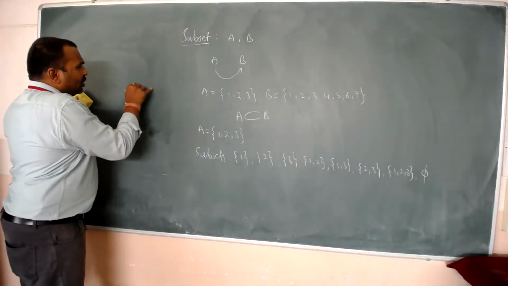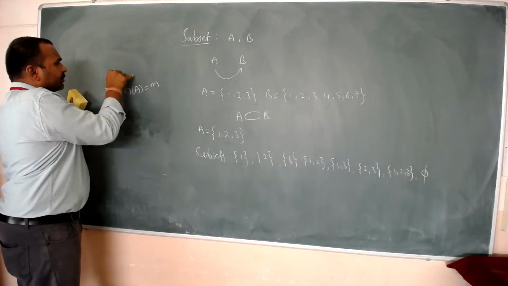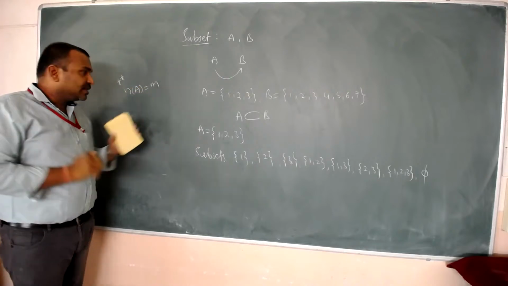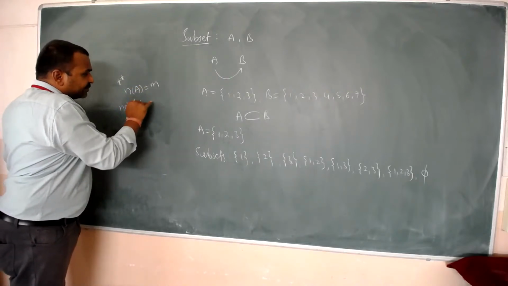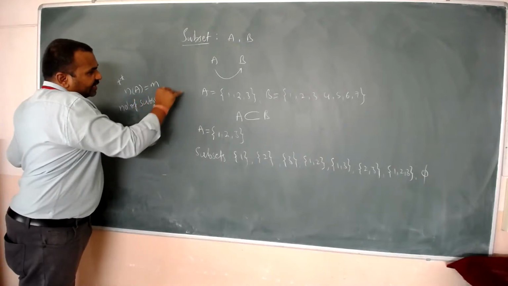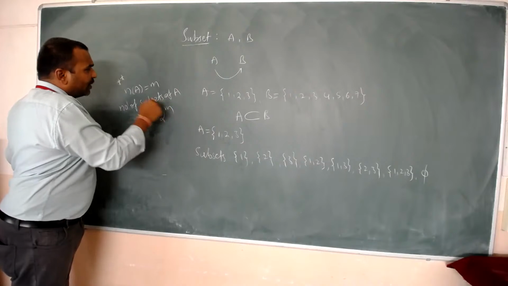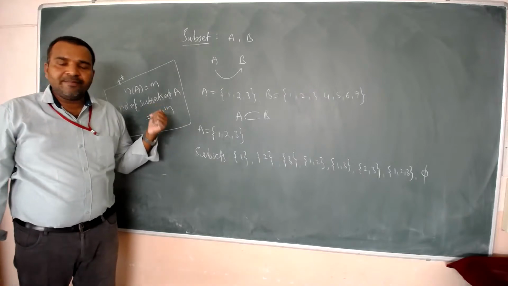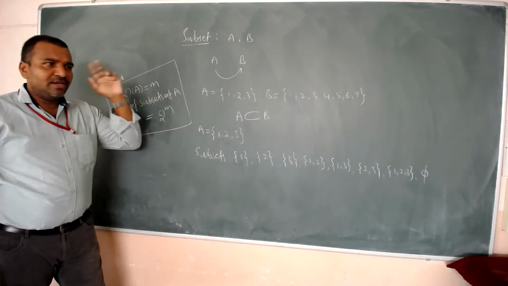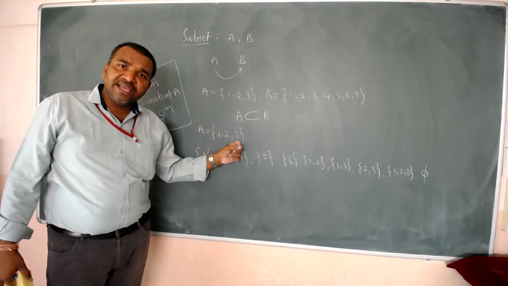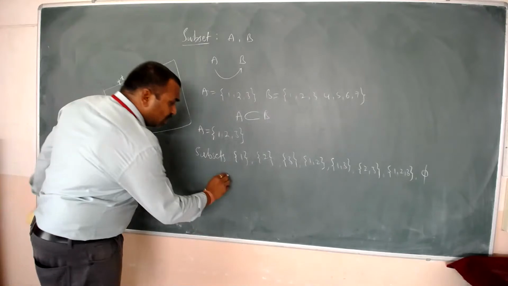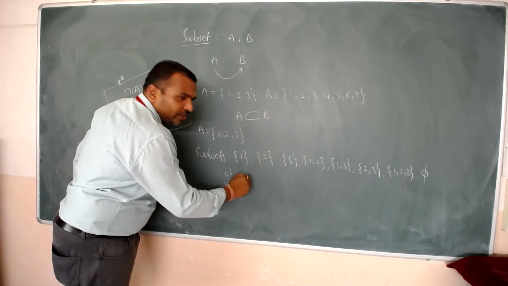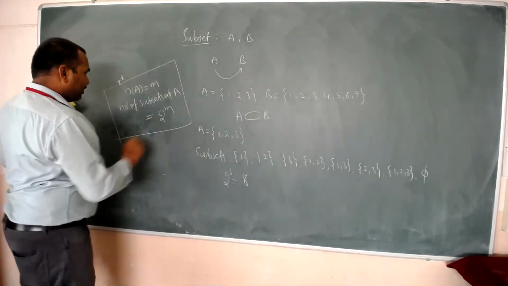Most important part. n(A) equal to m means the number of elements in set A is m. Then the number of subsets of capital A is equal to 2 power m, where m is the number of elements in A. Check it with this example. Here how many elements are there in A? 3 elements. Number of subsets 2 power 3, in place of m, 3 is there. 2 power 3 is 2 into 2 into 2, that is 8. Correct?